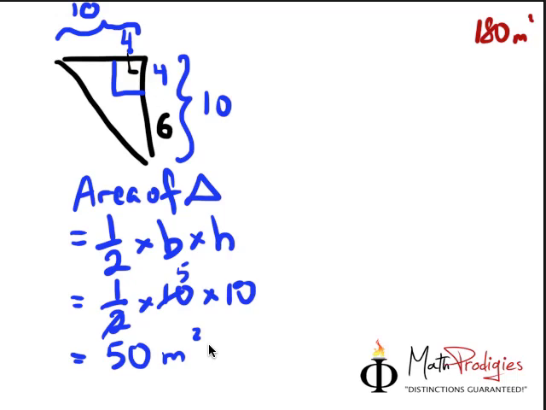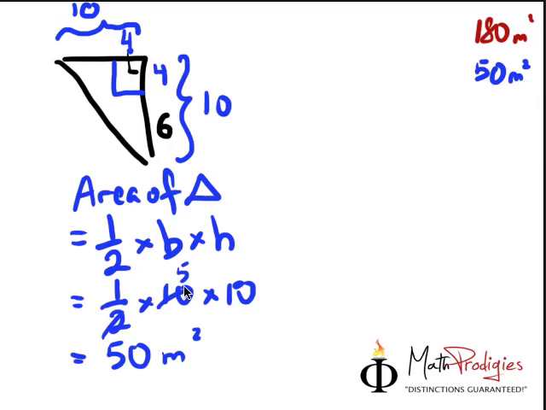So that's the area of the triangle. So let's put the area of the triangle there, 50 meters squared. So is the answer, which is the area of the figure, 50 meters squared plus 180? I don't think so. I'll tell you why, okay?